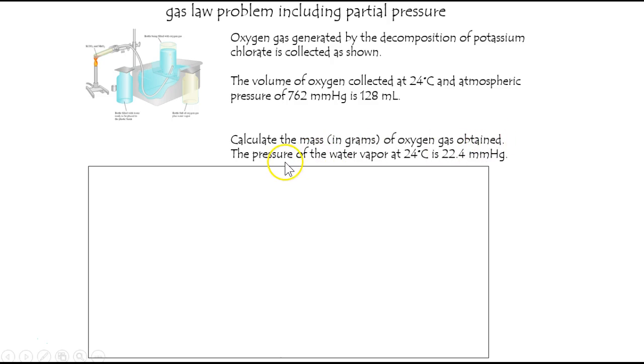And the partial pressure of the water vapor is 22.4 millimeters of mercury. So the pressure that actually came from the oxygen is more like about 730, 740 or so. So I'm going to find how many moles of gas I got collected by using PV equals nRT and solving for N, subtracting out the partial pressure of water in order to make sure I use the right numbers.